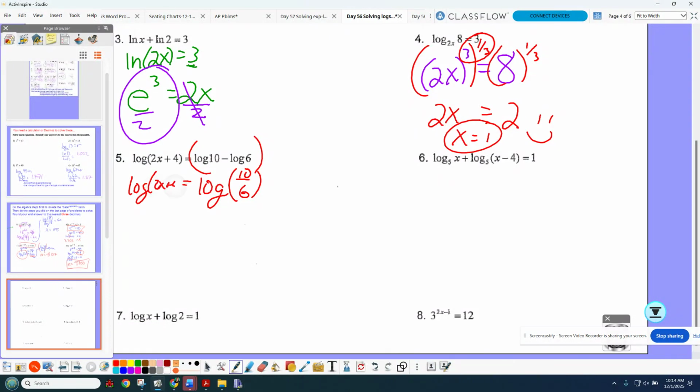All right, hang on, guys. The bell did not ring. I know it's close. But right now I have log of this equals log of that. What do you know about this and that? They have to be equal, so you can take those things out and then do the arithmetic.